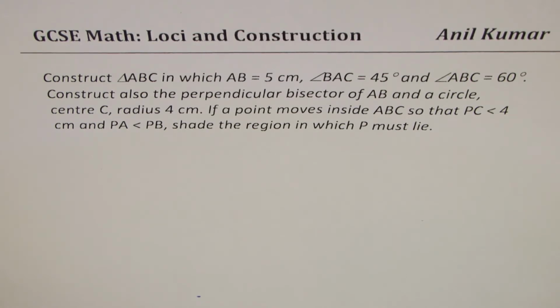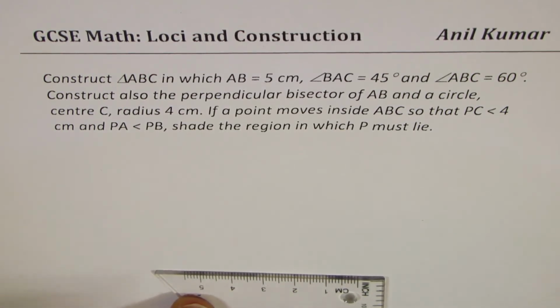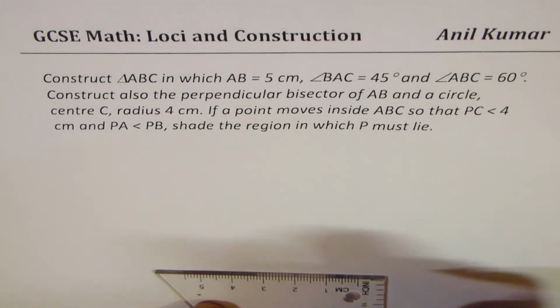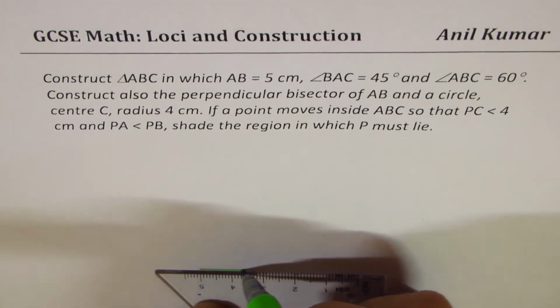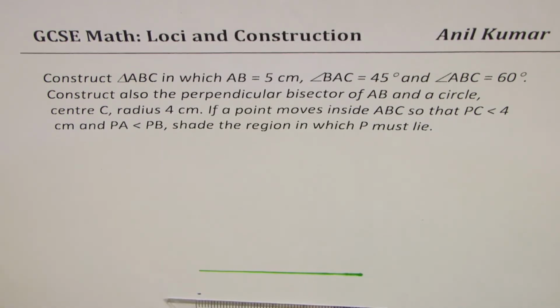So let's begin by constructing the base AB first, which is 5 centimeters. So let us say we have this base 5 centimeters here. Correct. So that is AB for us.